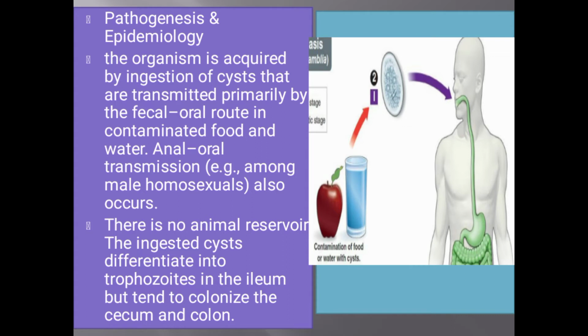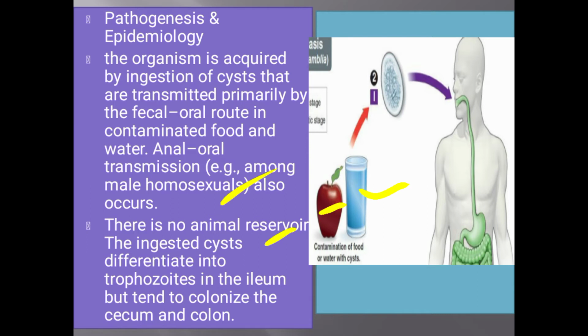Now we talk about the pathogenesis and epidemiology. The organism is acquired by ingestion of the cyst. If this water or this apple contains the cyst, it is acquired through ingestion. So the mode of transmission is the fecal oral route, by eating contaminated food and drinking contaminated water. Anal oral transmission among male homosexuals also occurs. There is no animal reservoir.